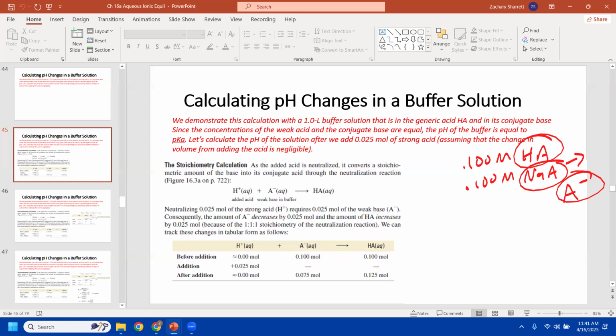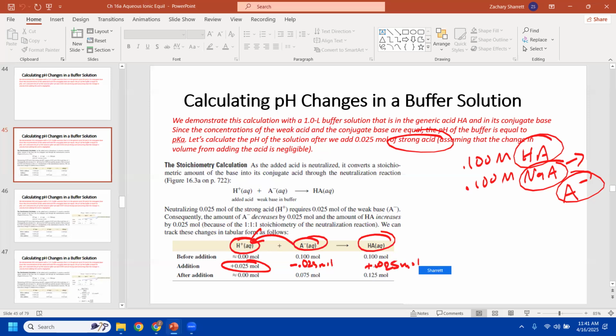So we're adding into this reaction 0.025 moles of H plus, right? Because we're adding strong acid. The A minus reacts with the H plus to form HA. Does everybody see that? So when we started off with 0.1 moles of each of A minus and HA, when we add 0.025 moles of this, I like to think of it as we subtract 0.025 moles over here, and we add 0.025 moles over here. So the book doesn't write that in.